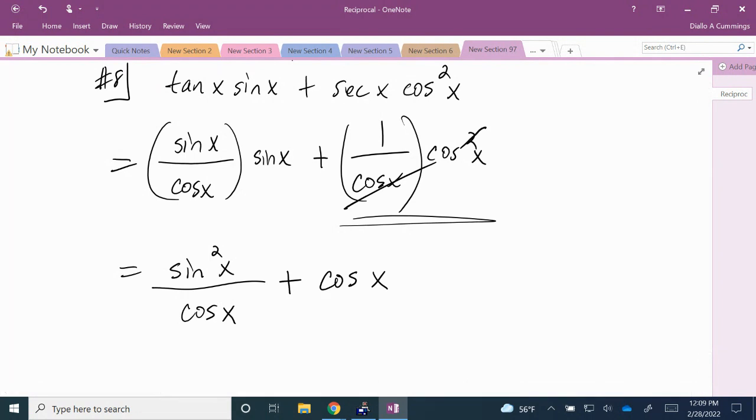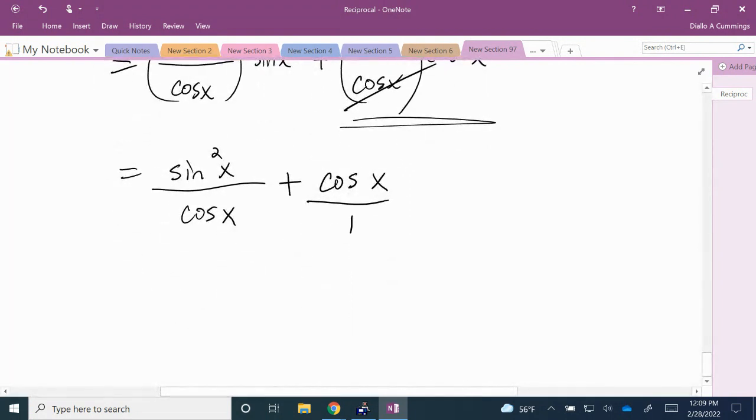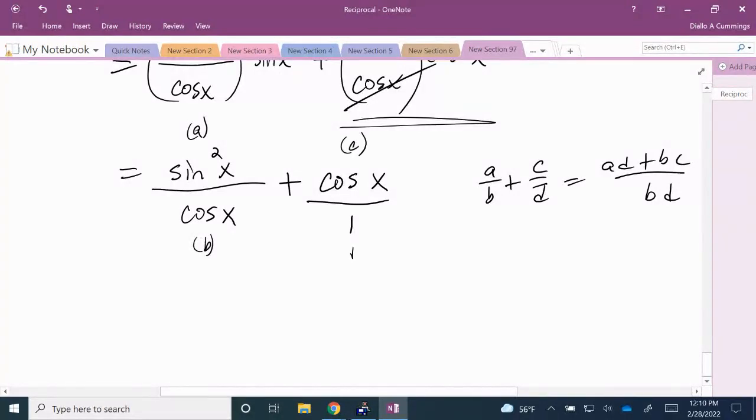Now from this point, since my first term is a fraction and my second term is not a fraction, in these instances, fractions are our friends, right? So I'm going to just arbitrarily put cosine x over 1, and then I'm going to apply the formula that we were using. All right, so I'm going to multiply, and again, this is the formula I'm using. A over B plus C over D, that's A times D plus B times C over B times D. Right, so this is like A, B, C, and D.